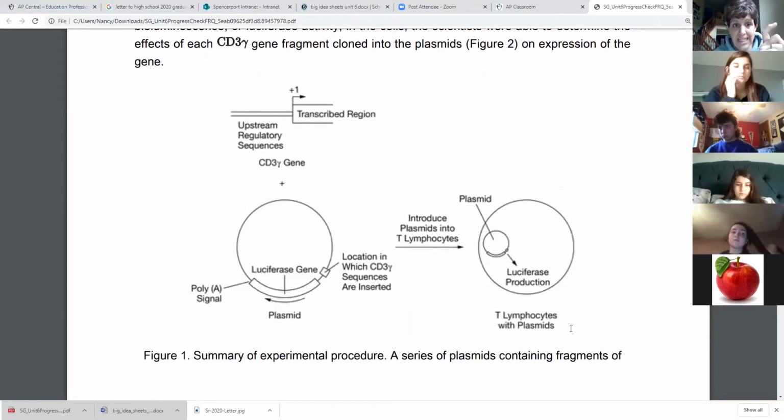Upstream regulatory is telling me sequences that could turn on the gene or turn off the gene, because maybe they make repressor proteins or maybe they make transcription factors that are activators. Either way, this is a eukaryotic cell because it tells me it's a lymphocyte. So it's not like an operon, but a regulatory sequence is a transcription factor that's on or off. It's a repressor or it's an activator.